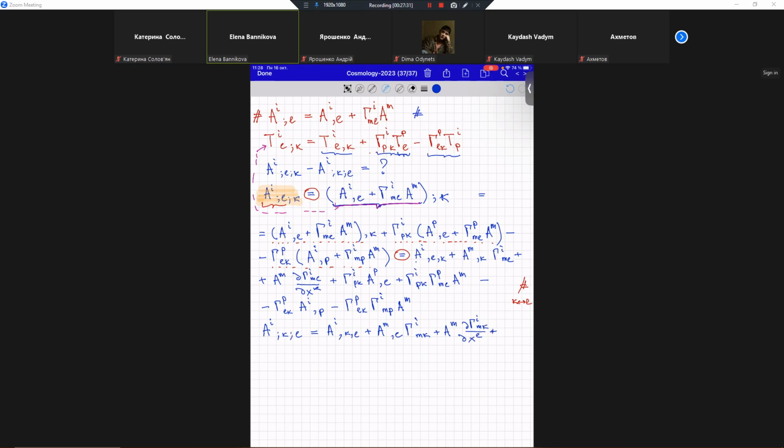Plus gamma IP, instead of K, I put L. AP, instead of L, K. Plus gamma I, P, L, gamma P, M, K, A, M, minus gamma P, K, L, A, I, P, this is the same, minus gamma P, K, L, gamma I, M, P, A, M.